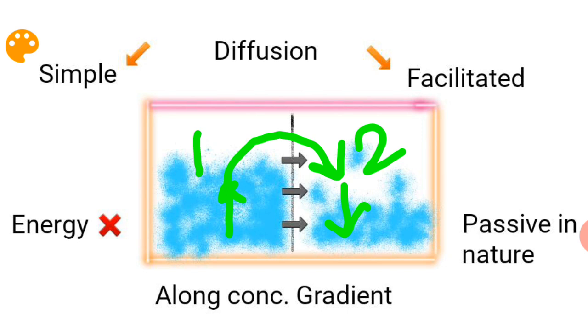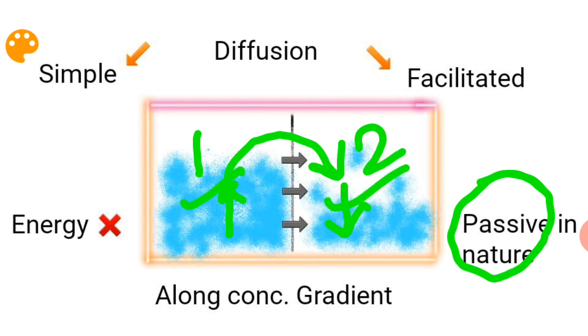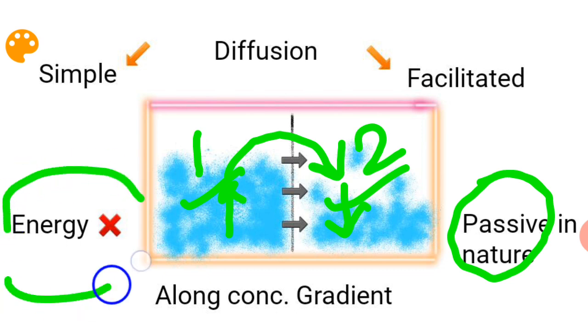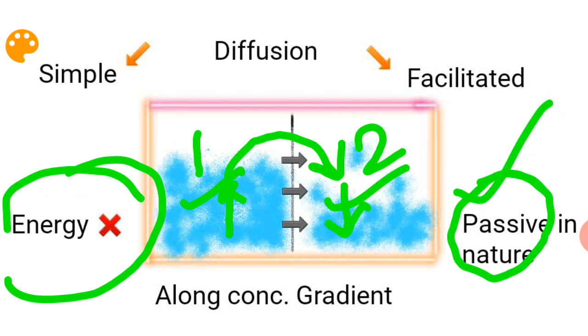Now diffusion basically takes place in the case of gases. It does occur in liquids, but it occurs faster in gases, right? Diffusion is passive in nature. What does it mean? Passive means the movement of gaseous molecules from one place to another doesn't require any energy. So this movement requires no energy, that's why we call it passive in nature. The molecules automatically and randomly move from higher to lower concentration. That's why we call it passive.